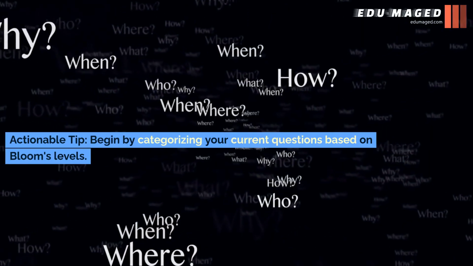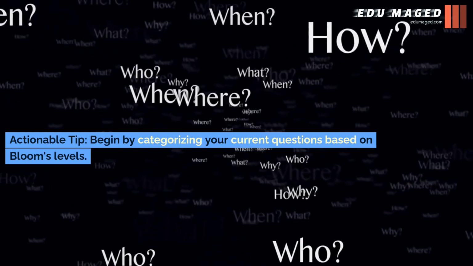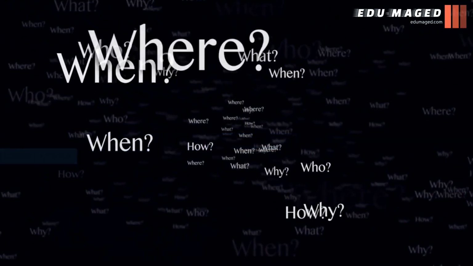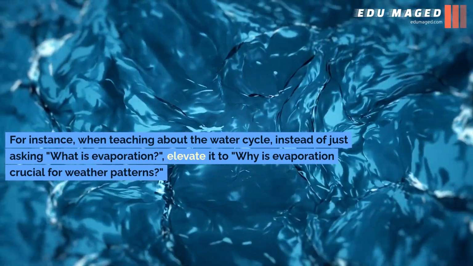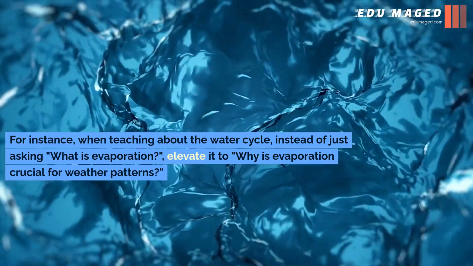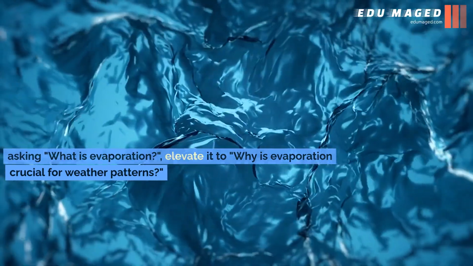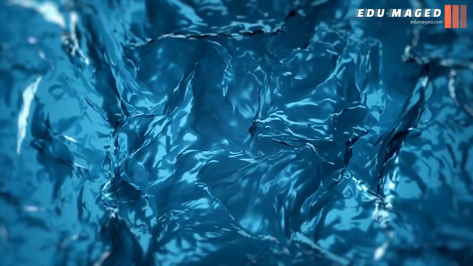Actionable tip. Begin by categorizing your current questions based on Bloom's levels. For instance, when teaching about the water cycle, instead of just asking, "What is evaporation?" elevate it to, "Why is evaporation crucial for weather patterns?"